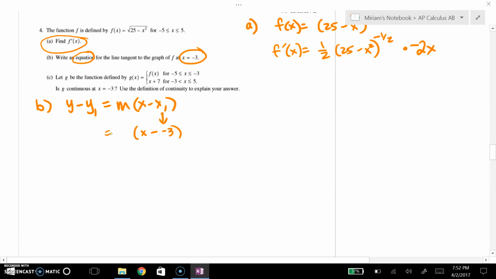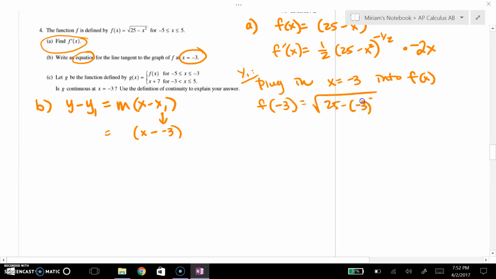So to get y1, I need to plug x equals negative 3 into f(x) to get y1. So I'm going to say f(negative 3) is the square root of 25 minus (negative 3) squared, which will give me the square root of 25 minus 9, which will be the square root of 16, which is 4. So that goes into y1.